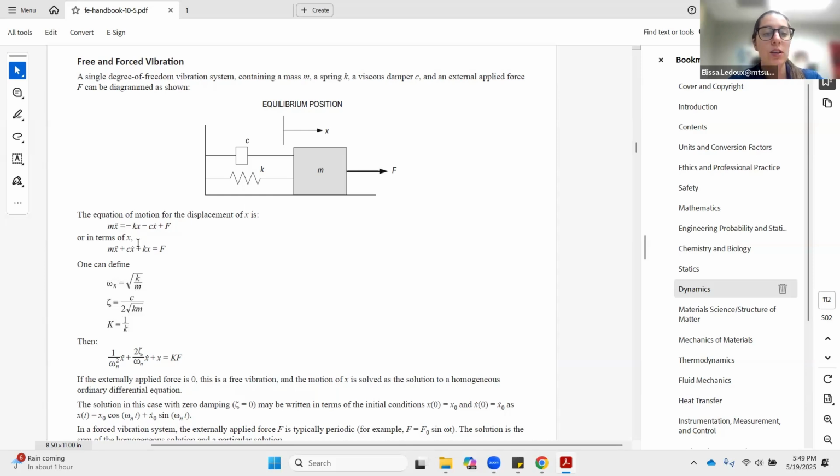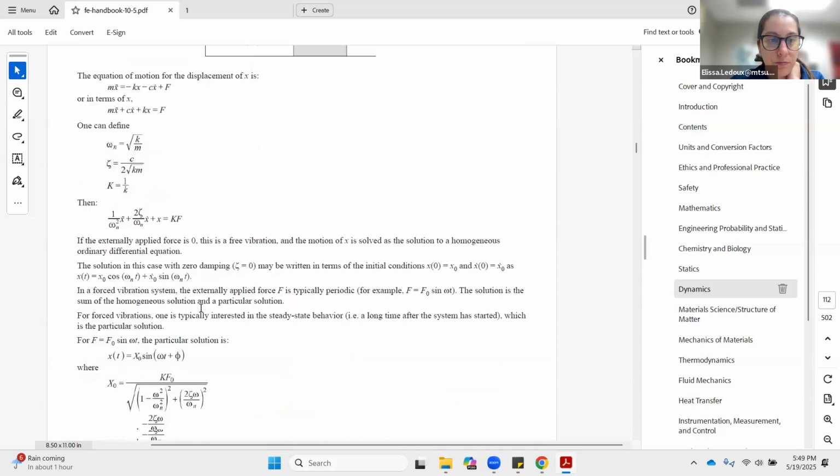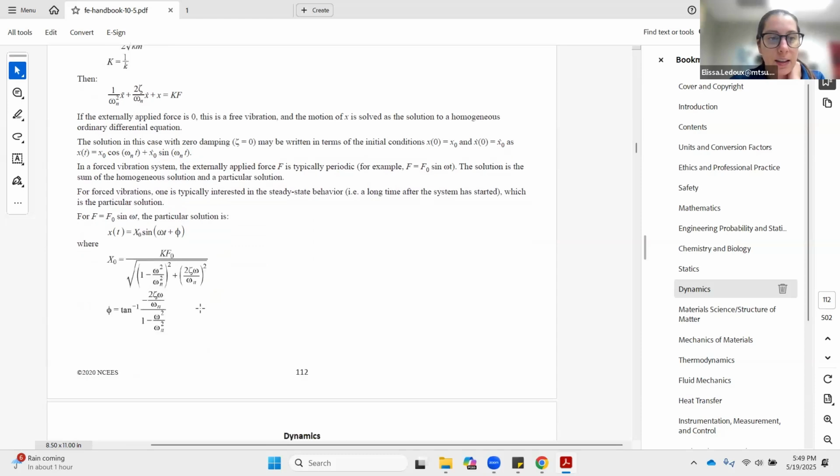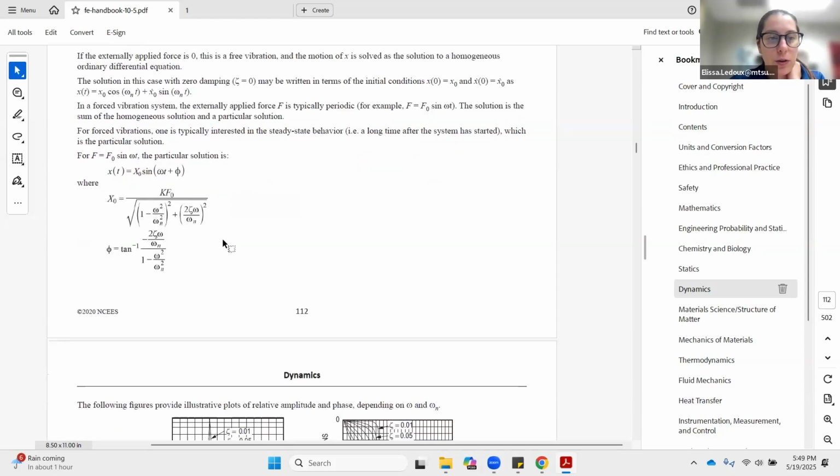So we have equations of motion here. This is basically ma equals negative kx minus c times v plus f. That's just getting the differential equation for this mass spring damper system, but you can also define the natural frequency and the damping ratio if you want to use this in a controls context. And if you want to actually solve the differential equation, you do it like that.